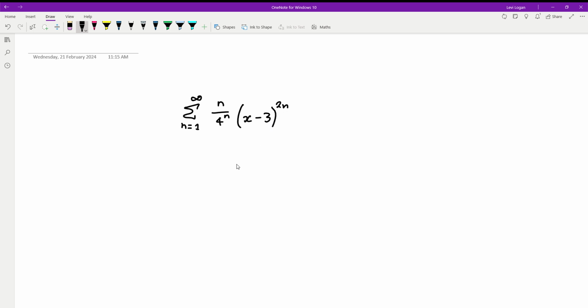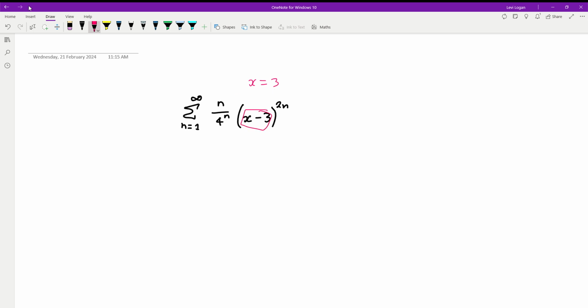Now, this example was taken from a YouTuber. I actually can't remember his name, but I was given a screenshot and we're going to go over this. The radius of convergence is the distance from the center of the function beyond which the series will diverge, it won't converge. The center of this particular one is at x equals 3 because it's been shifted over.